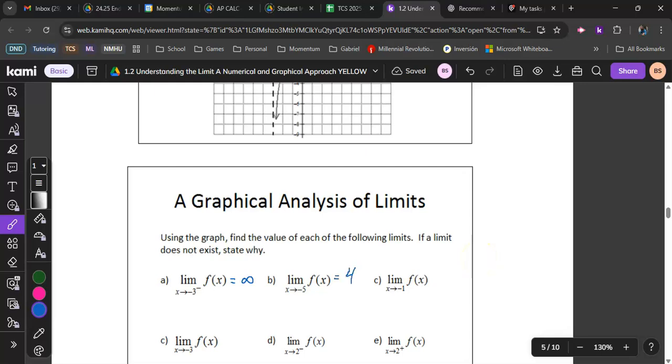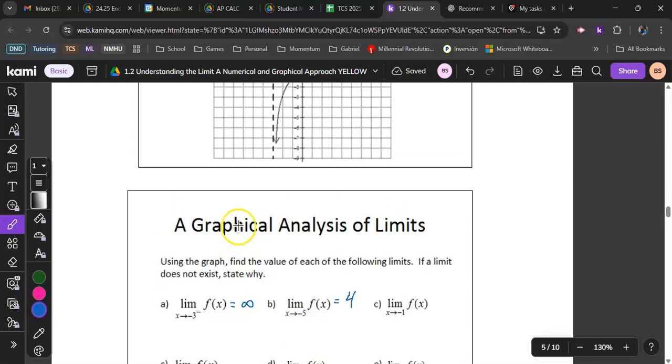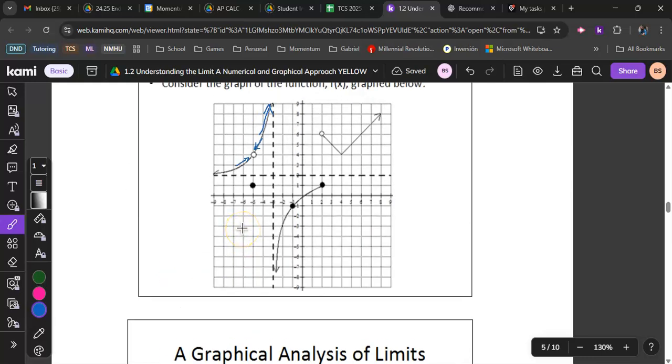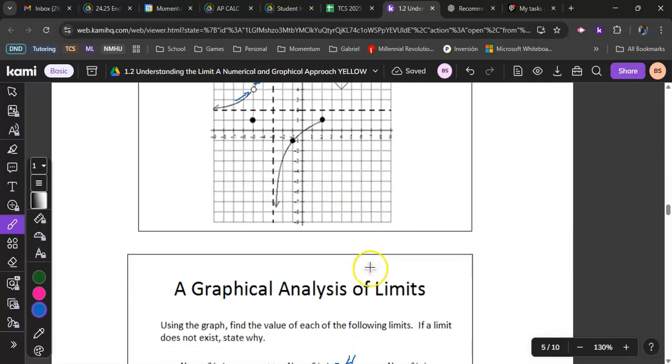Next one. I didn't understand that. So that one is just asking for the limit at -5. Since it doesn't specify left or right, it's from both sides. From the left, I approached 4. From the right, I approached 4. Therefore, I'm approaching 4, because both sides are the same.